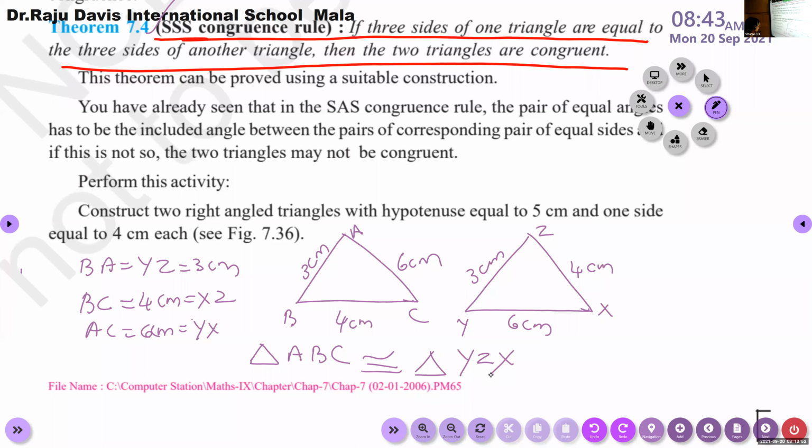Children, Saturday I sent one Aryabhatta competition. Did you try that? You will get an e-certificate. Ma'am, I didn't see the message. Saturday I posted it in your group. Please do that so that you will get an e-certificate. If you download and take a printout of that certificate, you can keep it in your portfolio.